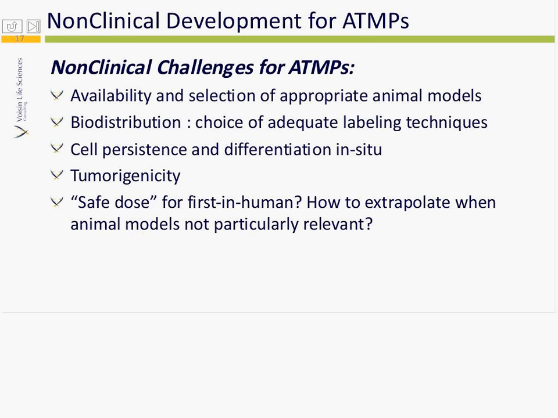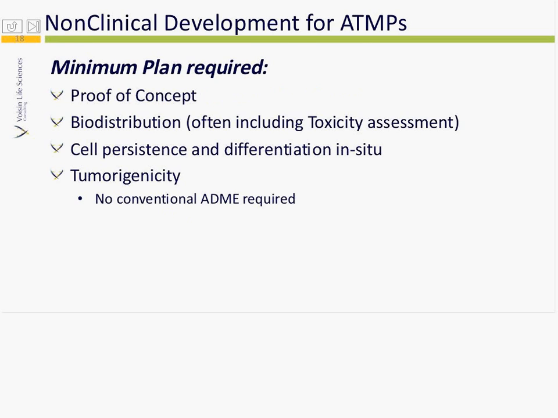Persistence of the cells needs to be identified and measured, and tumorigenicity is obviously an area of big concern, particularly with stem cell products. So a minimum plan for non-clinical would be proof of concept, biodistribution, cell persistence and differentiation, and tumorigenicity. Now, depending on the risk-based approach again, toxicity studies may be needed.